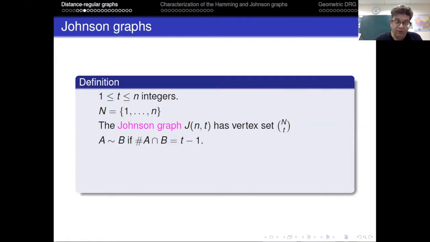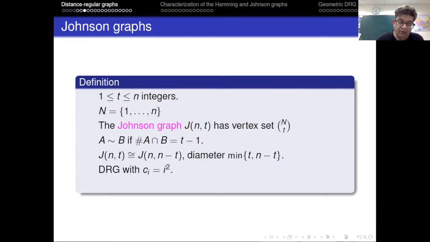And two of such sets are adjacent if they intersect maximally. That means if the intersection of A and B is t minus 1. It's not difficult to see that J(n,t) is isomorphic to J(n,n minus t), and the diameter is the minimum of these two numbers, t and n minus t. We usually take n at least 2t. And it's a distance regular graph with c_i equal to i squared.